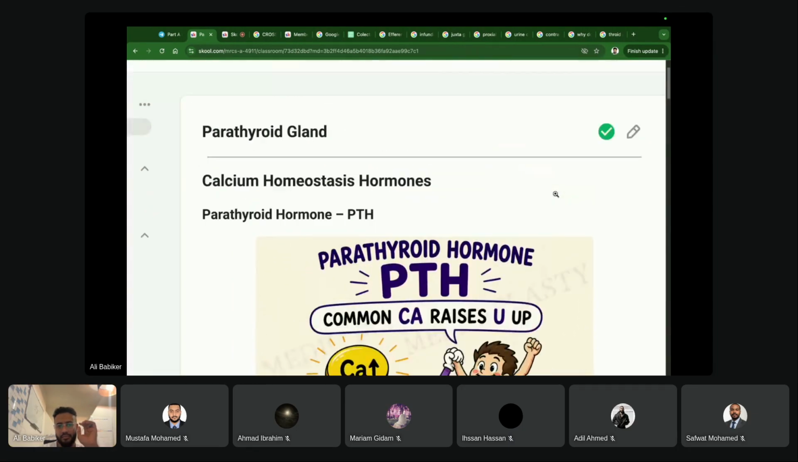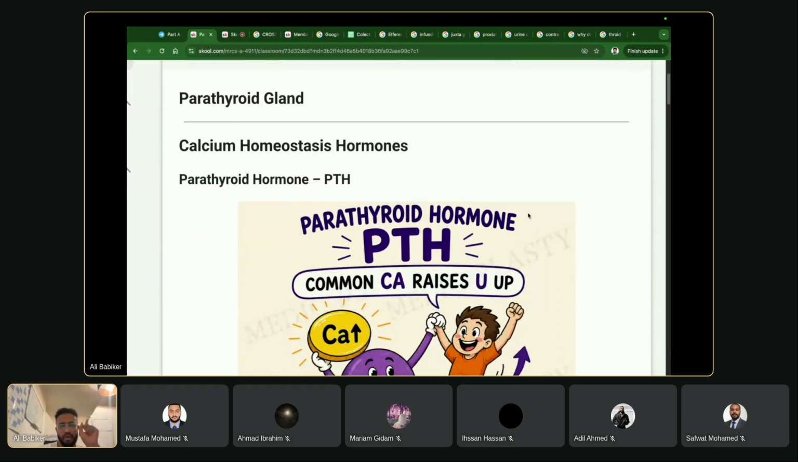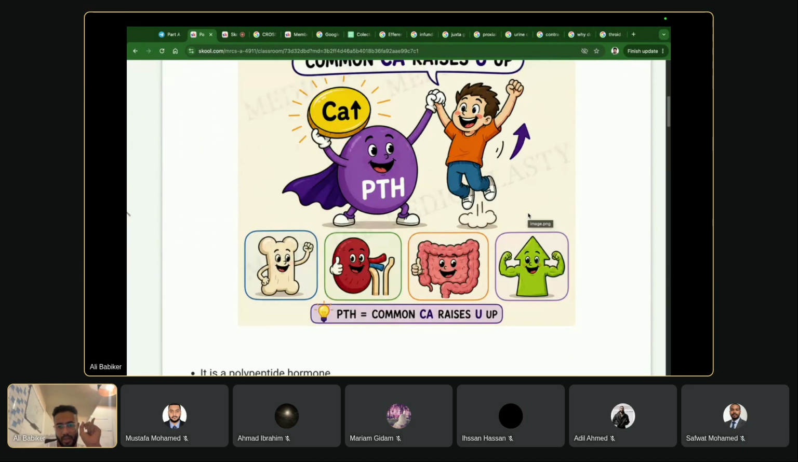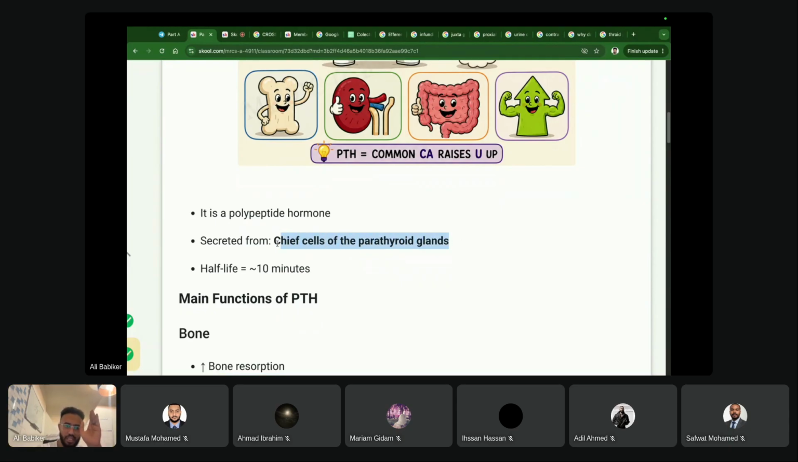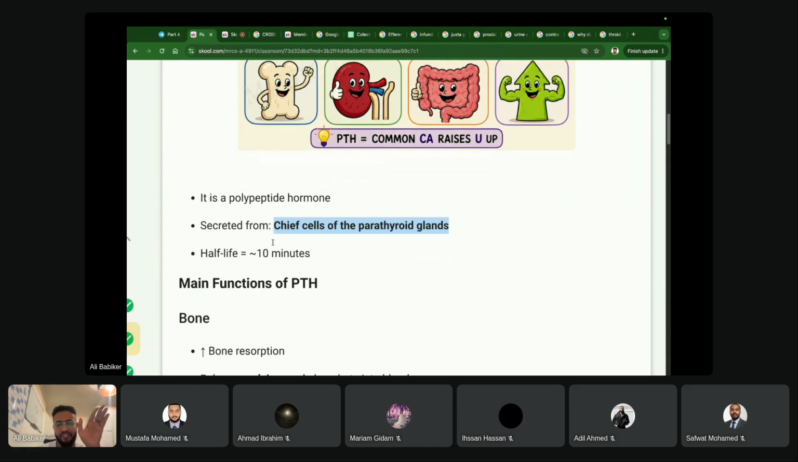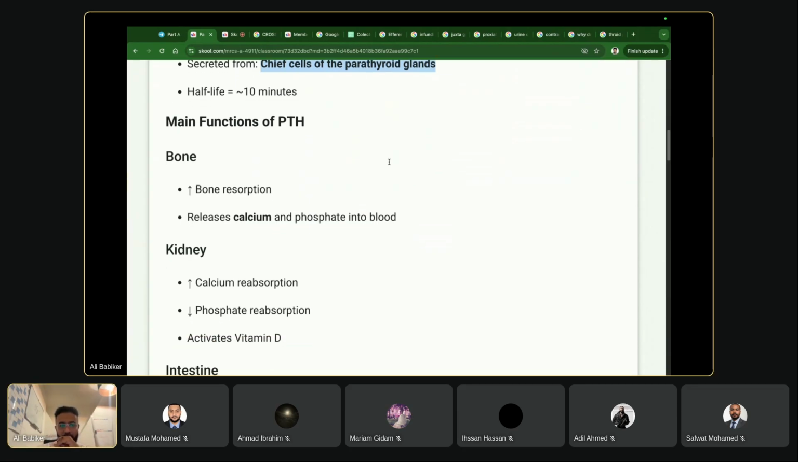Parathyroid gland, easy, not difficult. Calcium homeostasis hormones, parathyroid hormone, very important. It's a polypeptide hormone secreted from the chief cell of the parathyroid gland. This is very important. Chief cell. Half-life 10 minutes. Main function of parathyroid hormone: increase bone resorption, releasing calcium and phosphate into the blood.